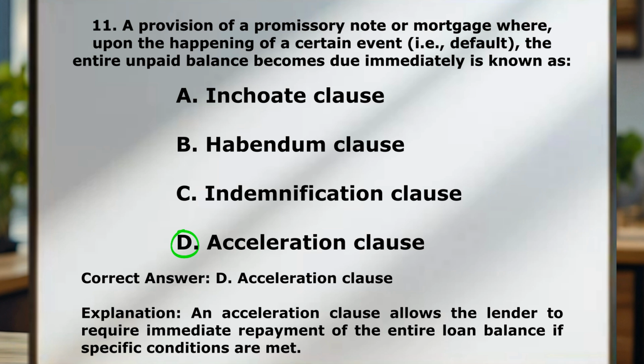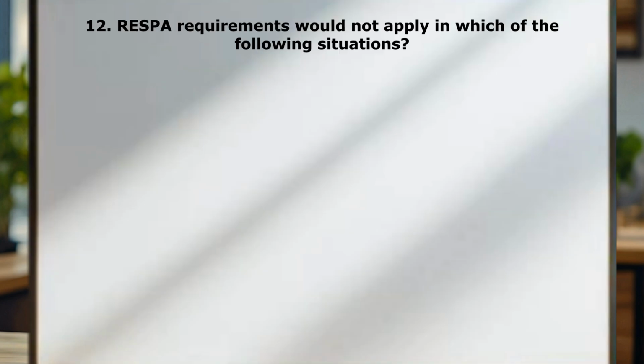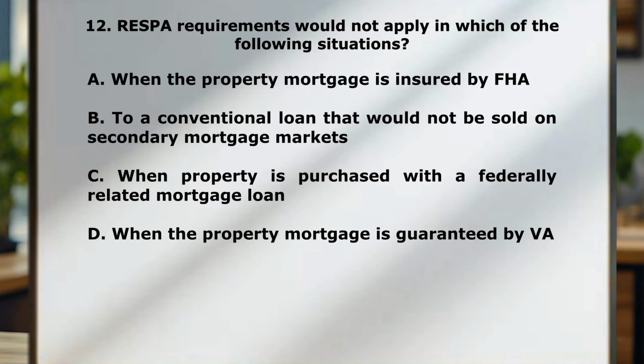So this basically just allows the lender to require immediate repayment of the entire loan balance if specific conditions are met. Question number 12. RESPA requirements would not apply in which of the following situations? A, when the property mortgage is insured by FHA. B, to a conventional loan that would not be sold on secondary mortgage markets. C, when property is purchased with a federally related mortgage loan. D, when the property mortgage is guaranteed by VA.